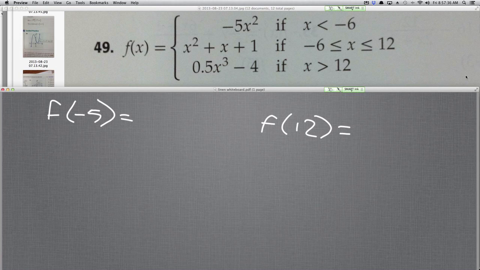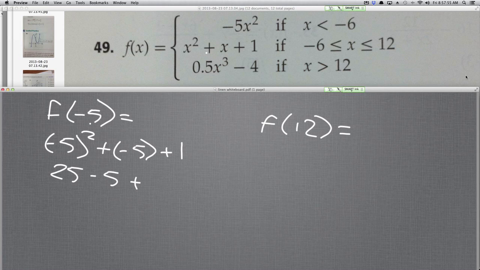Okay. So what I'm going to do is take negative 5. I come over here. I see that negative 5 is in between here. And then I want to plug negative 5 into this function. So we're going to go negative 5 squared plus negative 5 plus 1. So this ends up being 25 minus 5 plus 1. 25 minus 5 is 20. And 20 plus 1 gives me 21. So that means f of negative 5 is 21.